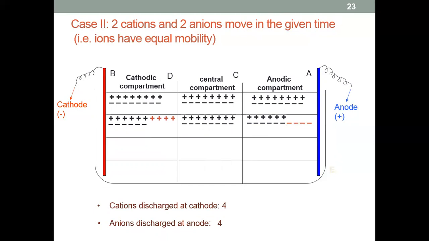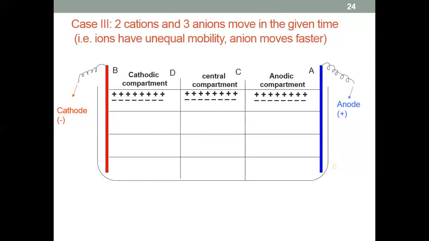Similarly, we can work upon another case where the ions have unequal ionic mobility, and in this case I have considered that the anions move faster in the given time. So this means in that given time more anions will move. So I have considered two cations and three anions, which simply says ionic mobility of anions is more. And if you count that, in the cathodic compartment, what will we have? We have movement of three anions from here, right? So three cations will be left behind, and also two cations will move from here. So ultimately we will get five different bare cations in the cathodic compartment, and those will be discharged.